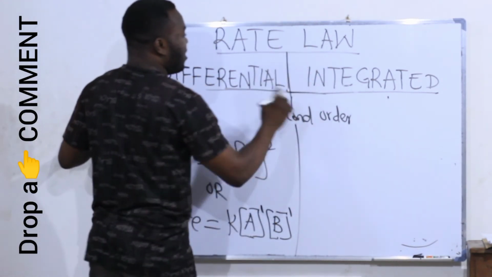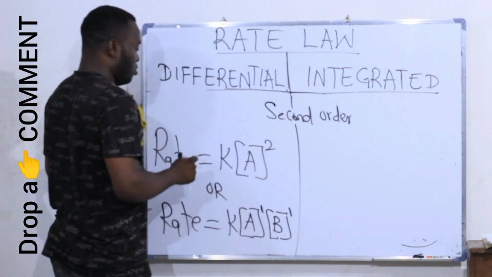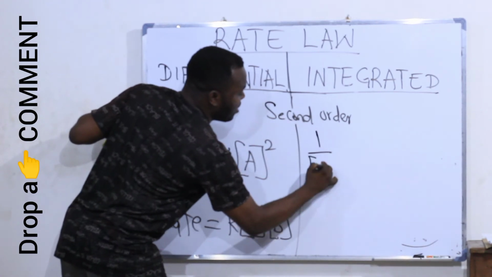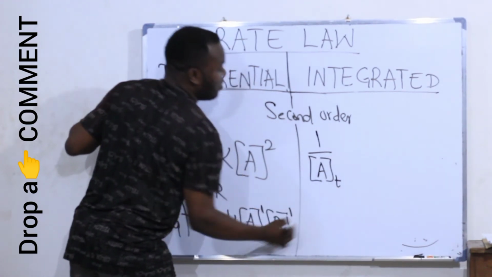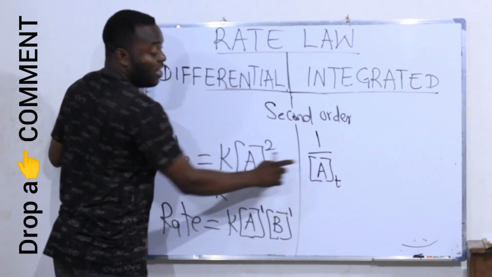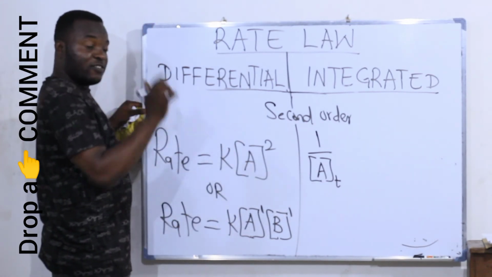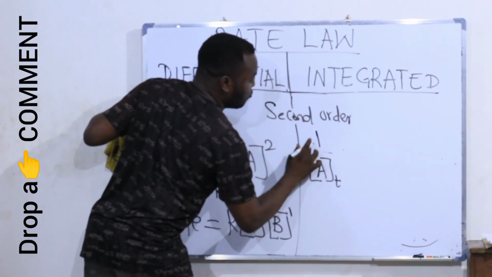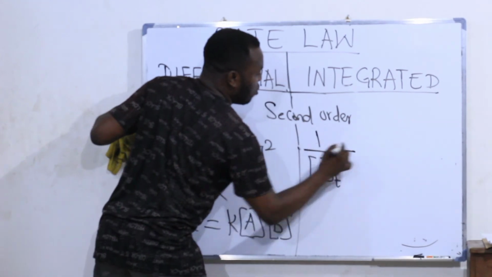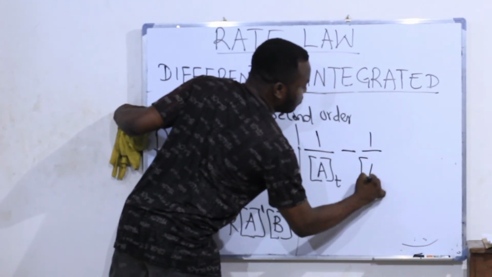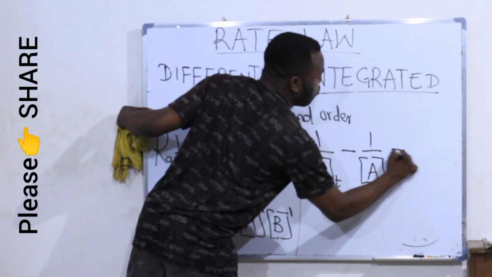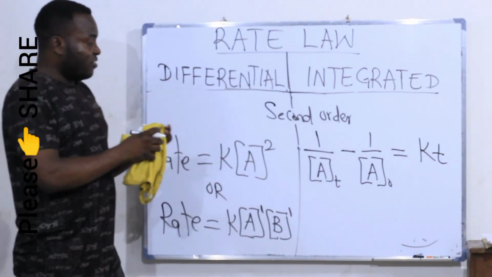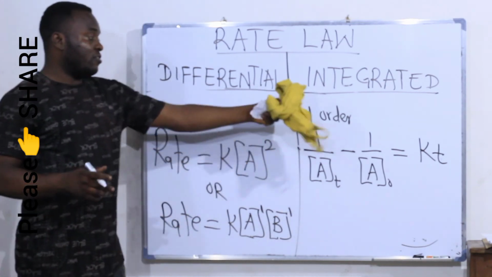Now my integrated rate law expression for second order says 1 divided by final concentration, which is AT. In second order, final concentration starts, but in zero order and first order, initial starts. So 1 over AT, that is final concentration, minus 1 over initial concentration is equal to KT. This is for second order integrated rate law.